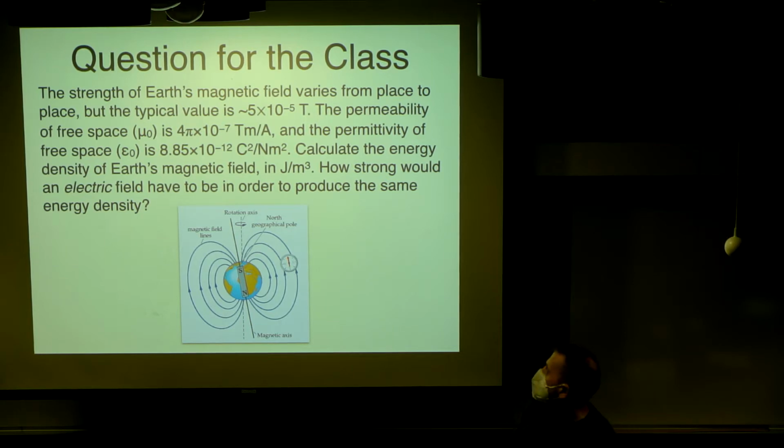You might need those. So the first question is, calculate the energy density of Earth's magnetic field, in joules per cubic meter. Given the strength of Earth's magnetic field, what is the energy density? And then as a follow-up, how strong would an electric field have to be in order to give you the same amount of energy density?